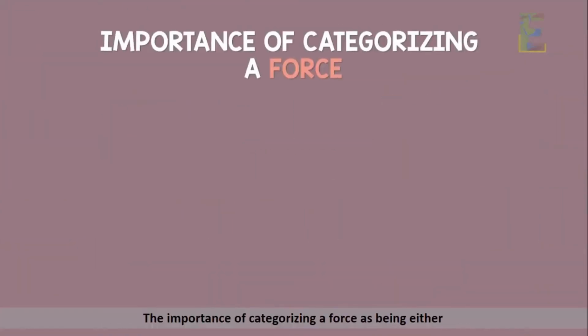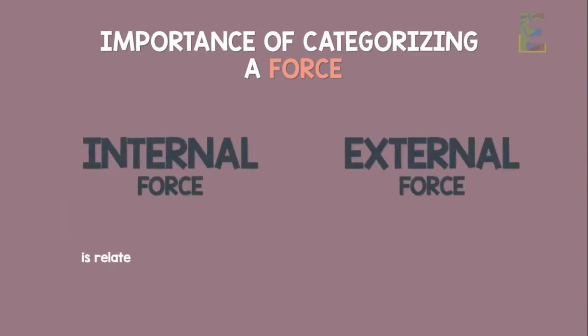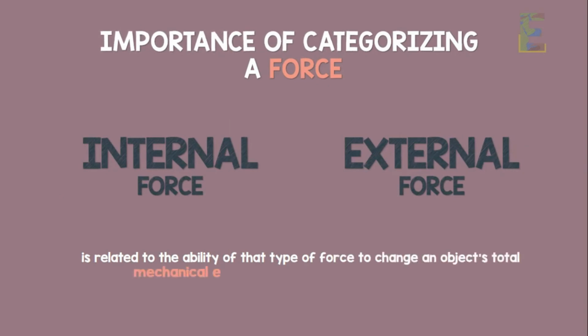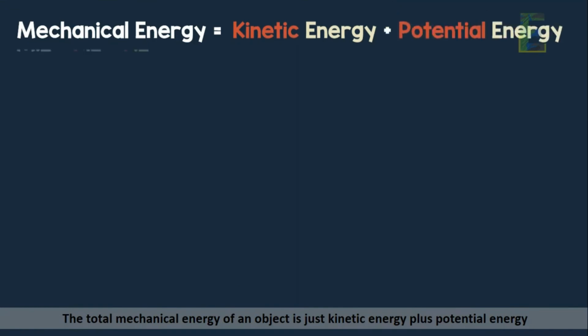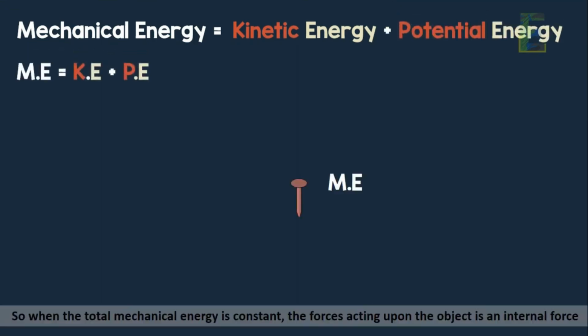But how are these internal and external forces produced? Importance of characterizing the force: internal force is related to the ability of the force to change an object's total mechanical energy when work is done upon it. So we can say that mechanical energy is equal to kinetic energy plus potential energy.